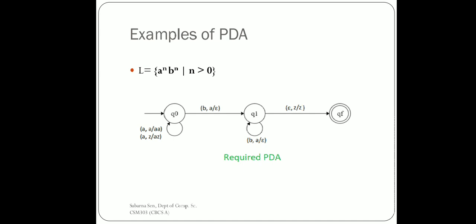Now we will see three examples, three or four, I don't remember. Okay, let us see how many examples there are. So we have to design a PDA for a to the power n, b to the power n, where n is greater than 0. We are accepting those strings where the number of a's and the number of b's are equal. First a's followed by b's, and the number of a's and b's should be greater than 0.